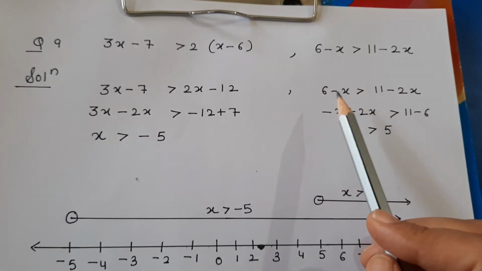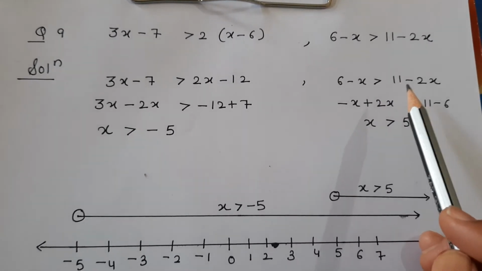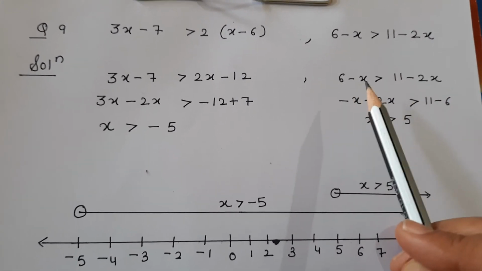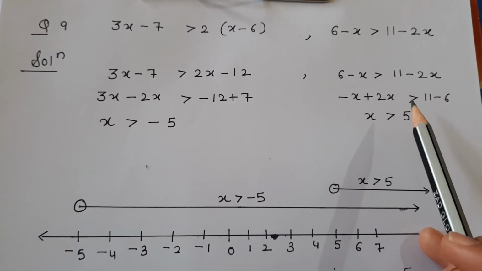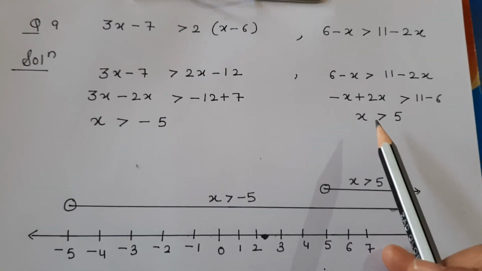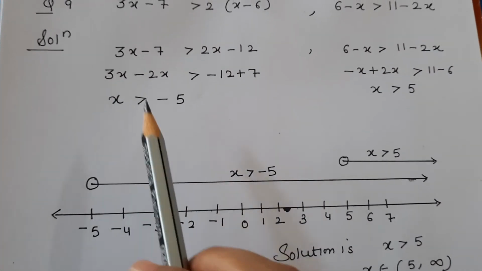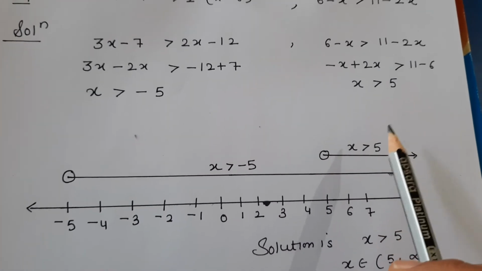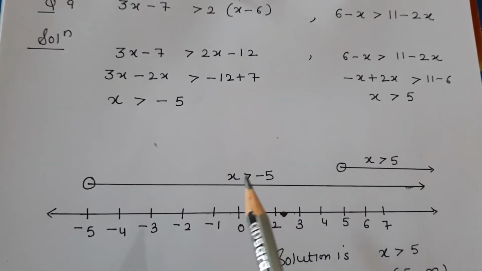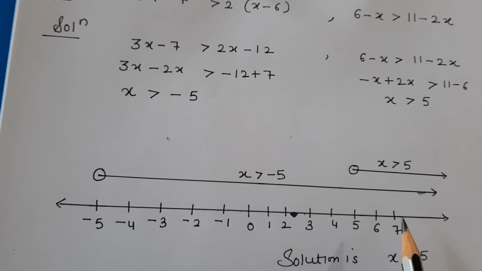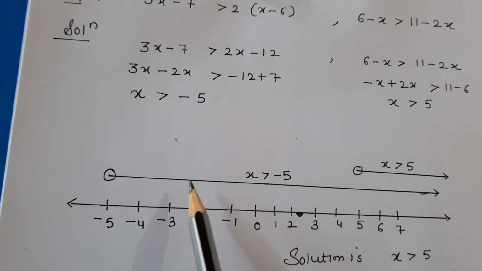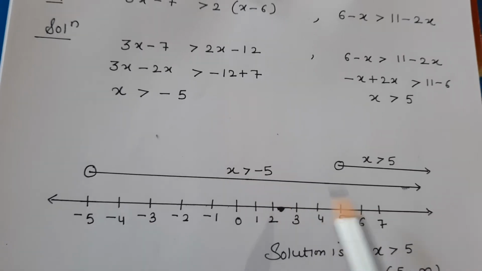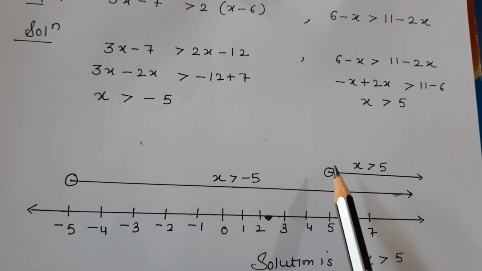Second inequality, 6 minus x is greater than 11 minus 2x. Again, this is minus x plus 2x is greater than 11 minus 6. So x is greater than 5. The first inequality is x is strictly greater than minus 5. Second is x is strictly greater than 5. So what is your common solution? Just look here. First draw your number line. The first inequality, x is strictly greater than minus 5. The second inequality, x is greater than 5.